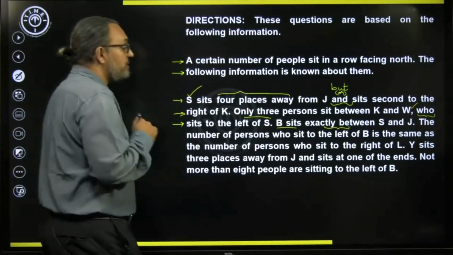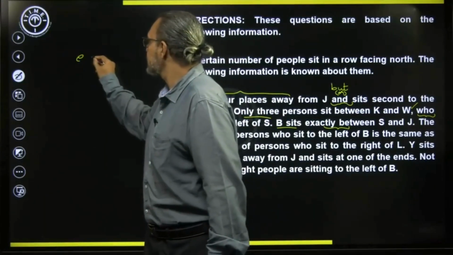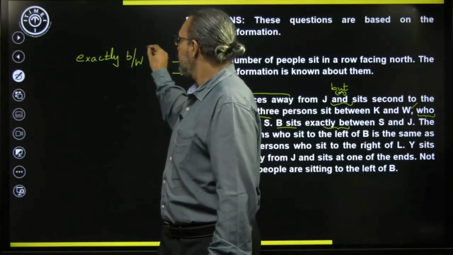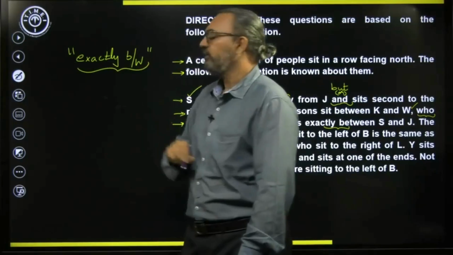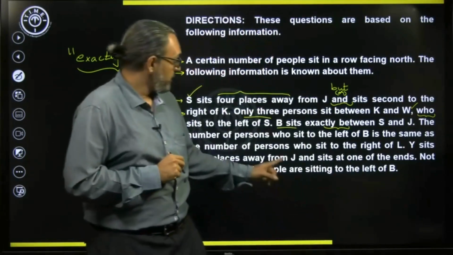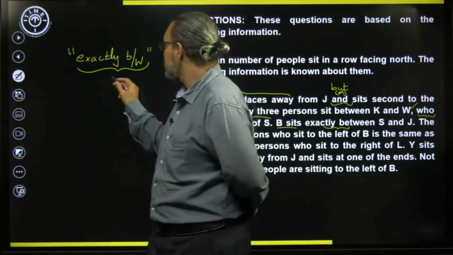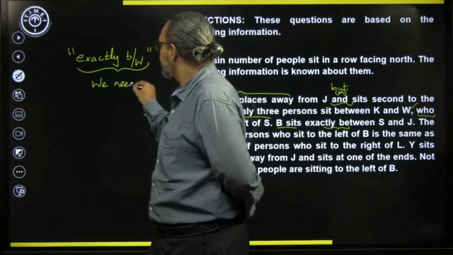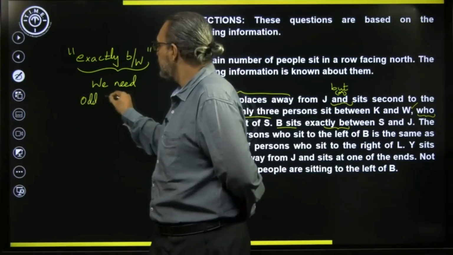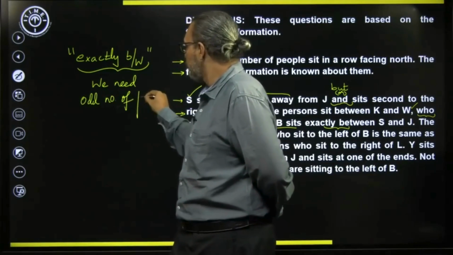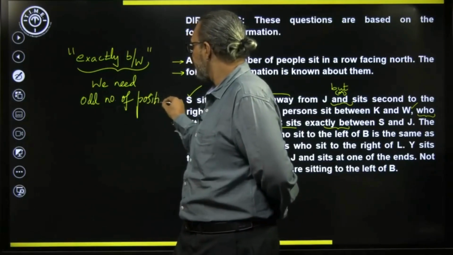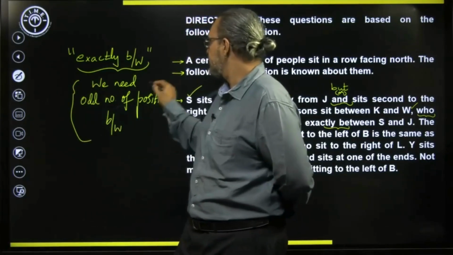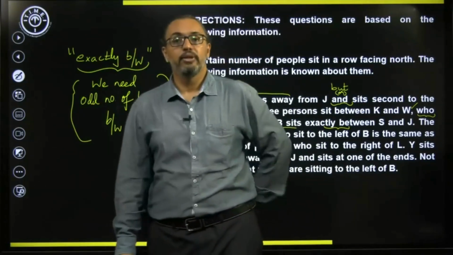Now, what is meant by exactly between? Please always understand and interpret the information. Whenever he says exactly between, what he is saying here is B is exactly between S and J. So we need an odd number of positions between them. That is how you have to recognize exactly between.